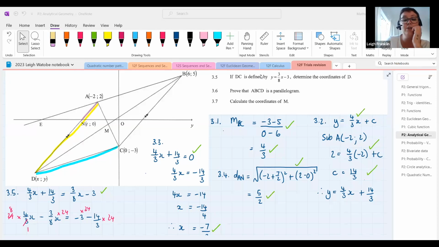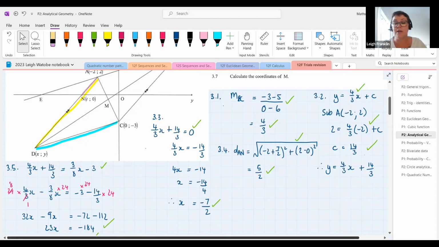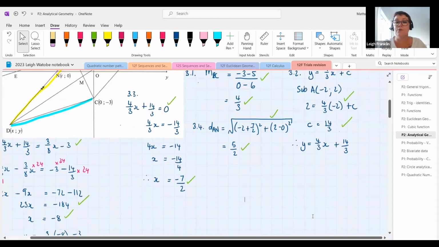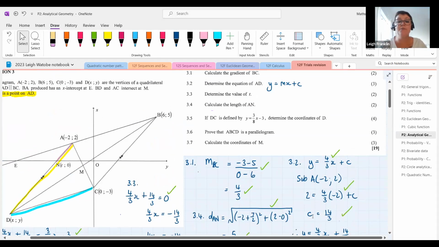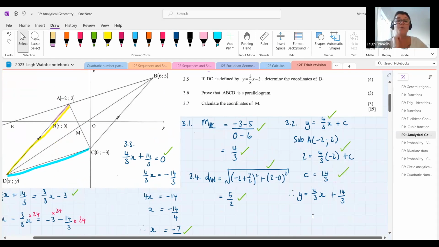All right, so now the question becomes, how do we prove that a quadrilateral is a parallelogram? How would we answer this question? What do you guys think? Okay, it's out of 3 marks. How would we prove that ABCD is a parallelogram?